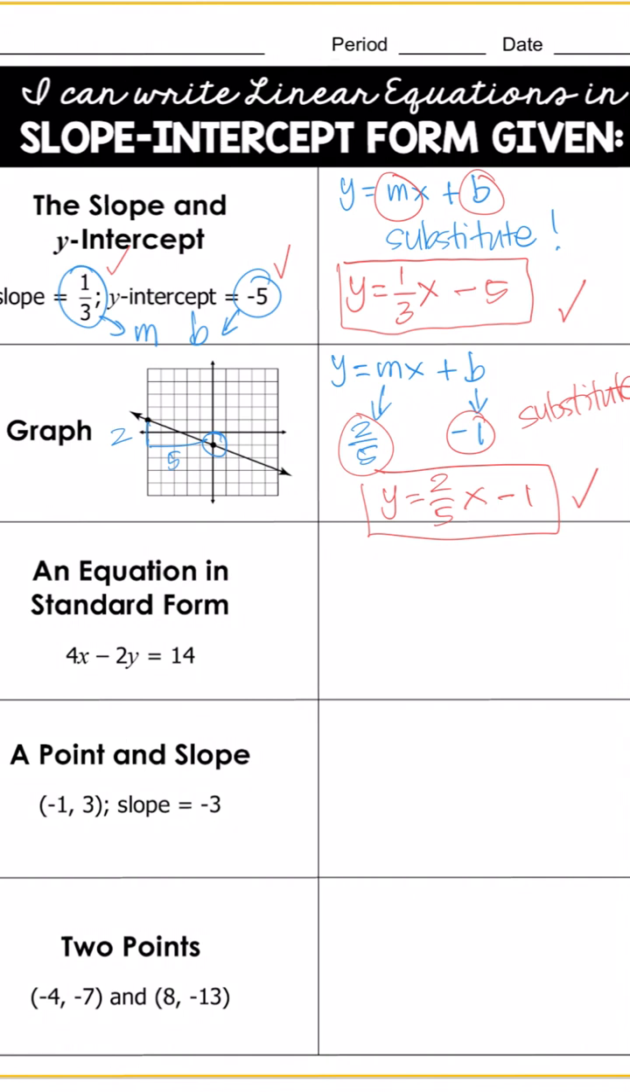The third form is given an equation in standard form. Okay, so being said, we're going to leave y by itself. That is pretty much our main goal, to leave y by itself. All right, so given an equation in standard form, ax plus by equals c, is 4x minus 2y equals 14.